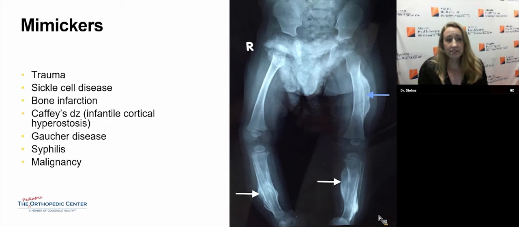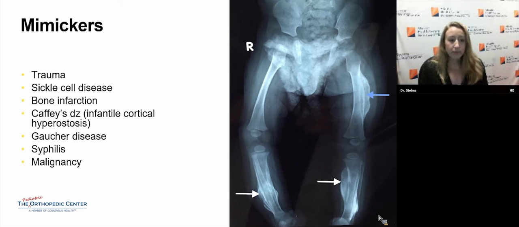There can be many other things that mimic osteomyelitis. Trauma, there can be a periosteal reaction showing up like a halo around the bone when the bone is healing. Sickle cell disease, there could be a bone infarct. Something called Caffey's disease, which I have a picture of on the right here, is a genetic infantile cortical hyperostosis. So these images really show that periosteal reaction and development of bone, but that's actually not an example of osteomyelitis, although it looks very similar.